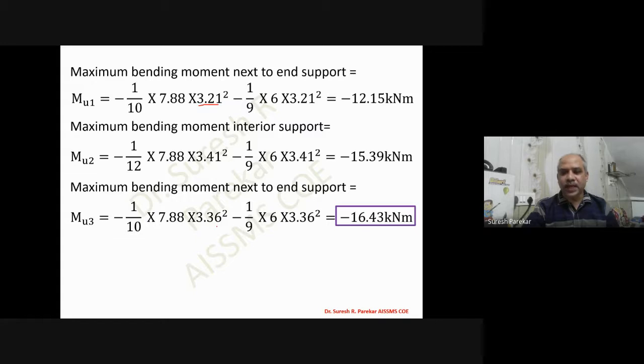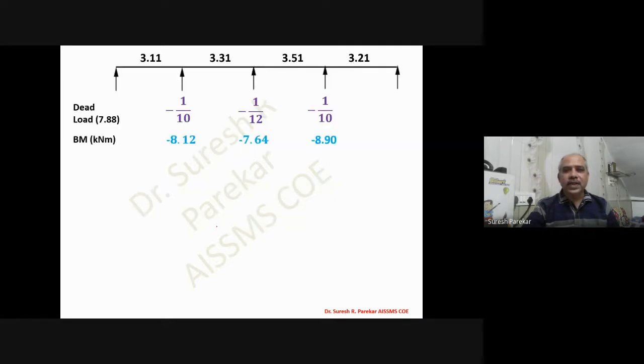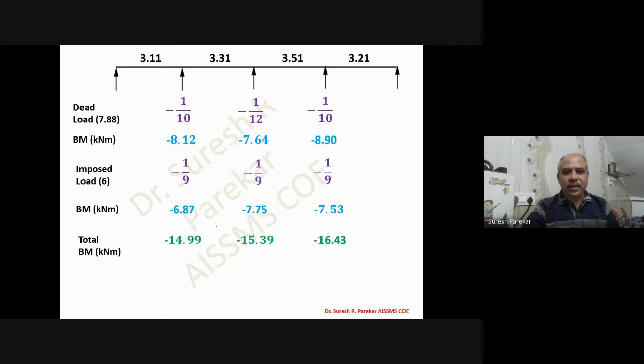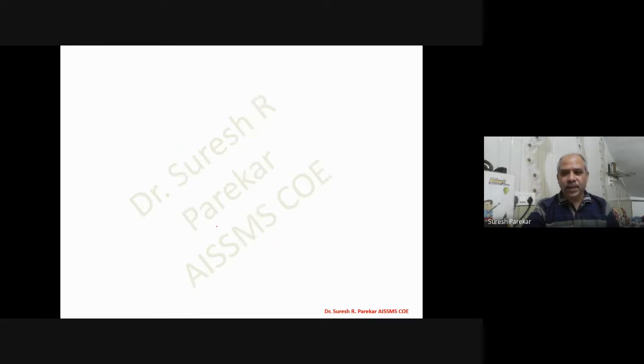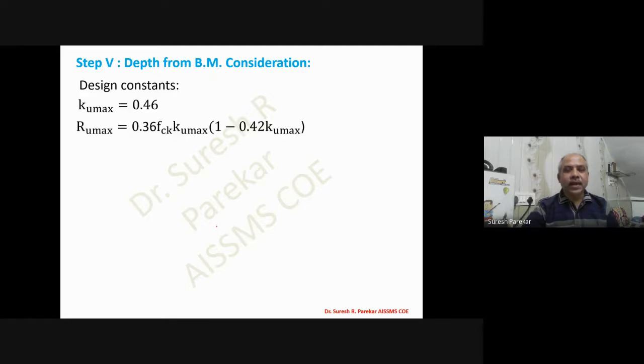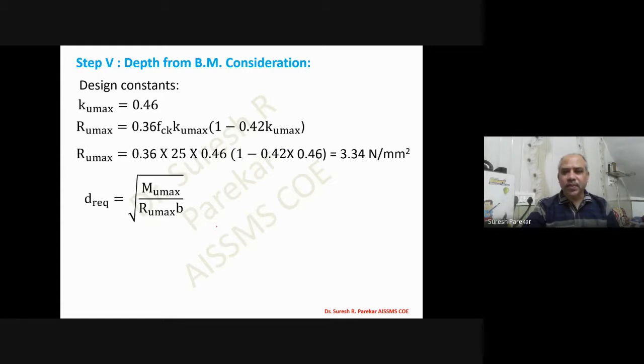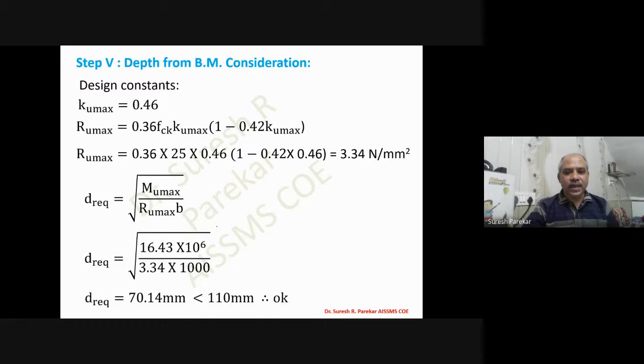As it is at support, we are saying it minus. Now we have to go for the depth for the 16.43 maximum moment. In the same way, we have prepared this, so this will be the total moment. Now depth from bending moment consideration. We have to take Fy 500 as given. Ku max 0.46, FCK 25, Ru max we will get 3.34, and from this we will get depth required 70.14. We have provided 110, so it's okay.